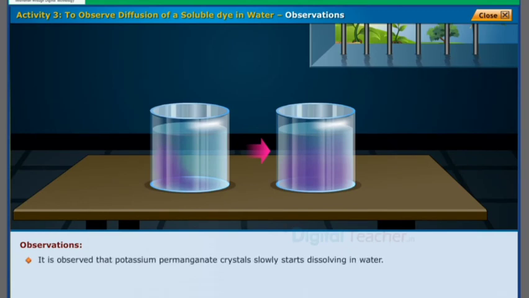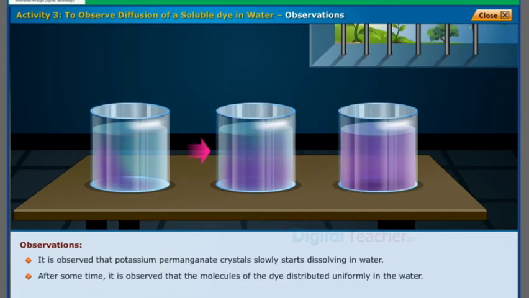It is observed that potassium permanganate crystals slowly start dissolving in water. After some time, it is observed that the molecules of the dye are distributed uniformly in the water.